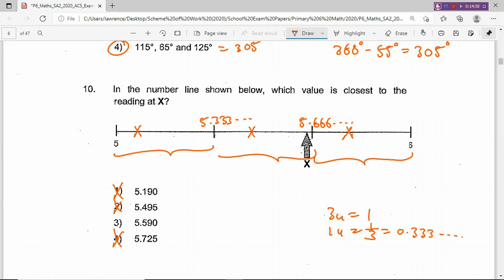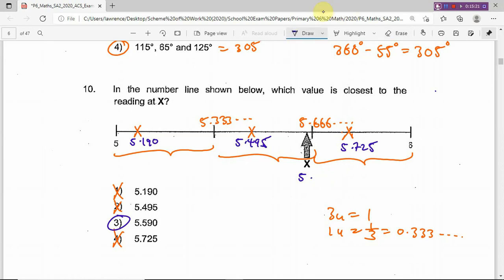So which means that the value that is the closest is your 5.590, which is bigger than your 5.495. Let me just put over here, 5.495. This is your 5.190. This is your 5.725. So your 5.495 has to be at the arrow there because it's 5.590. Okay, wrong number.